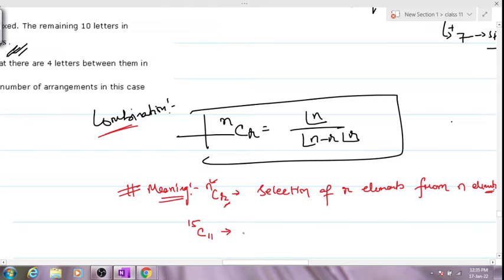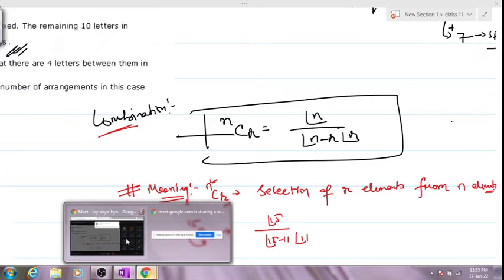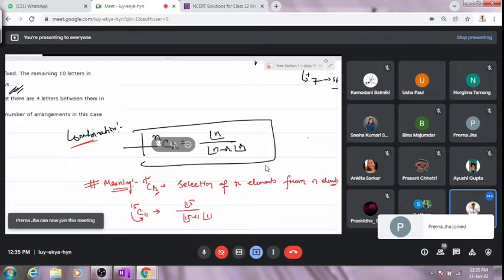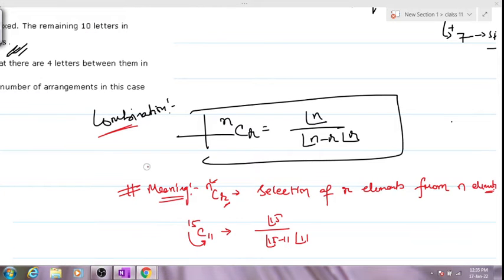If I say 15C11, this basically means from a group of 15 I am going to select 11. So how will we solve that? We will be writing it as factorial 15 divided by factorial 15 minus 11 and factorial 11. Any doubts? Please copy down this statement and we'll move on to our exercise.